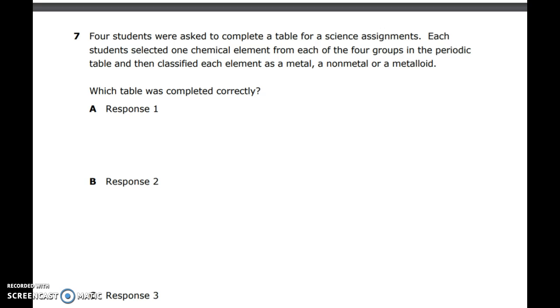Number 7. 4 students were asked to complete a table for a science assignment. Each student selected one chemical element from each of the 4 groups in the periodic table and then classified each element as a metal, a nonmetal, or a metalloid. Which table was completed correctly? Please see your test booklet for answer choices.